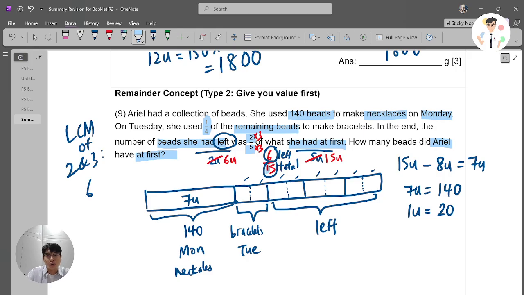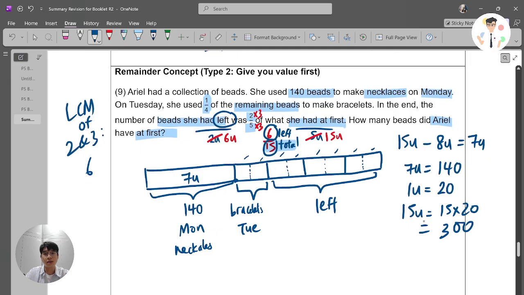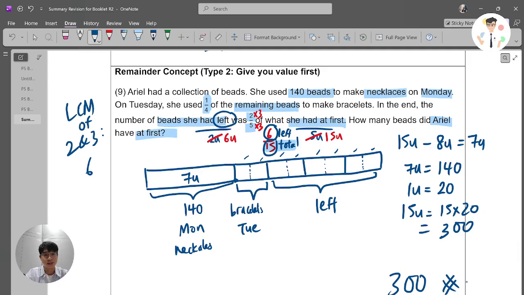But of course, I know here total is 15 already. I don't need to count anything. Okay, so 1 unit is 20. So 15 units is 15 times 20, 300. Okay? Yes, and we are done for this remainder concept for this part. Okay, now let's move on and look at our next question here.